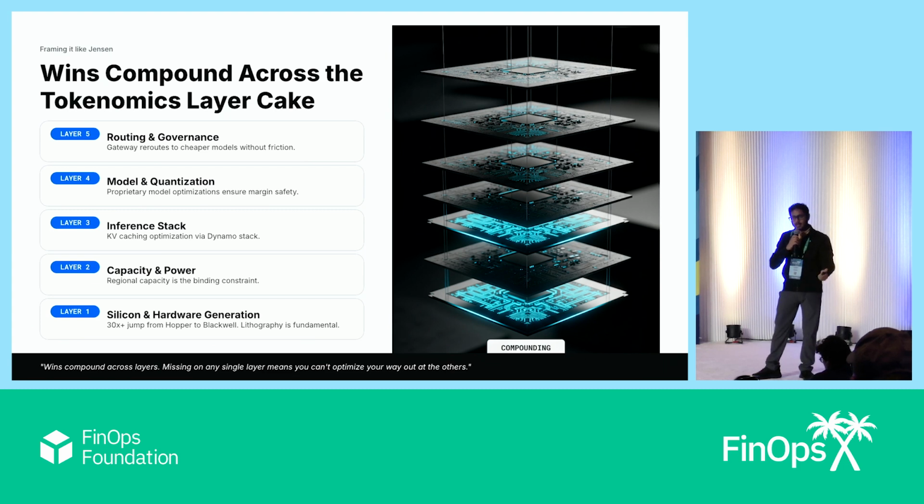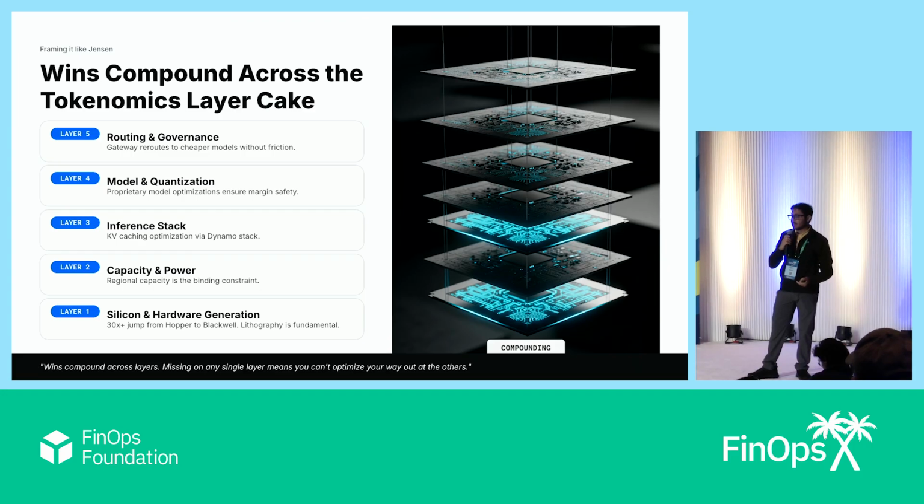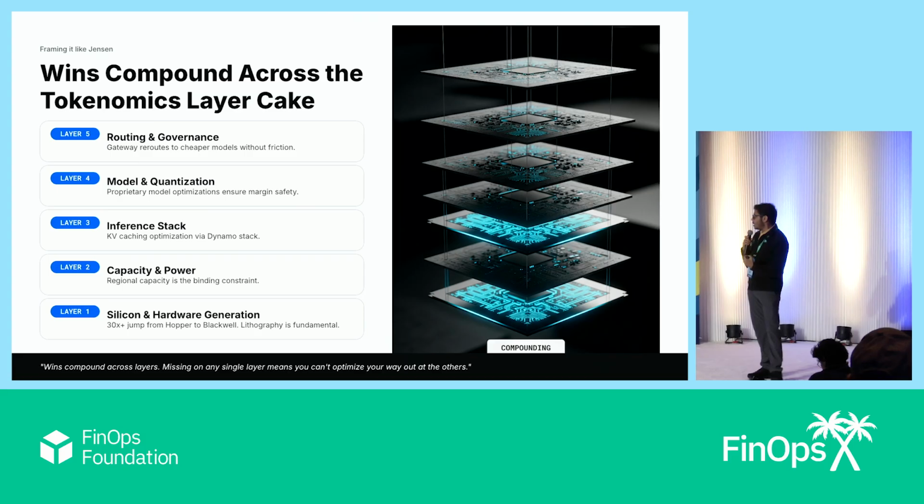First one, silicon and hardware. Second one, capacity. Well, it's great to have hardware, but if you have no power, no data center space, what are you going to do with it? You have a bunch of chips that are sitting there. Secondly, if they happen to be in a different physical location, you have to now worry about data movement, and now all of a sudden your cost of tokens has to factor in how to move data around. The third one is the inference stack.